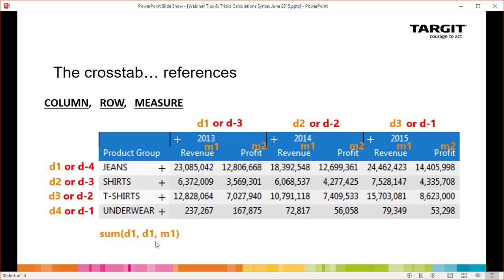Now here we have a full syntax. So we got a function, a sum function first, then a column reference of D1, first column, and a row reference, also D1, meaning the first row, and then a measure reference, M1, which apparently is my revenue reference. So this one will actually equal revenue for jeans in 2013. First column, first row, first measure.